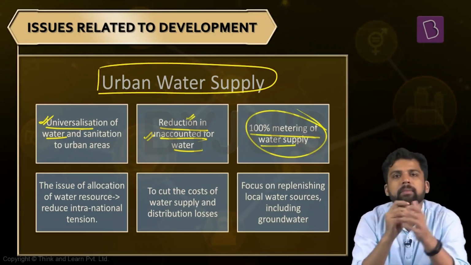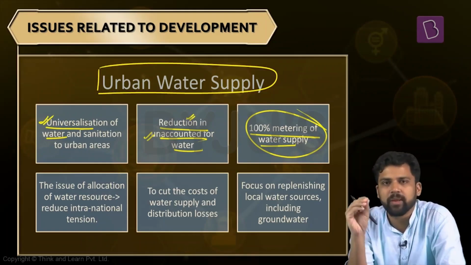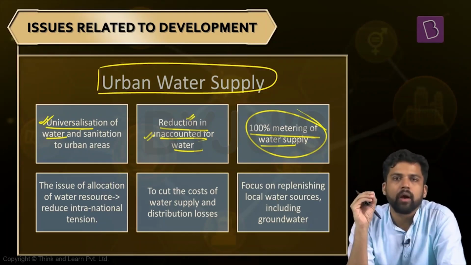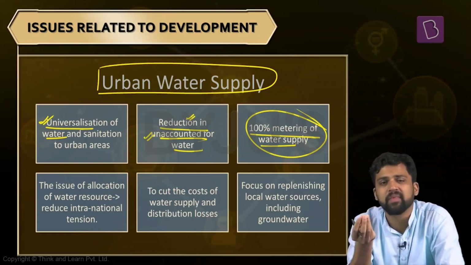We need to go for metering of water supply, 100% metering of water supply in urban areas. You need to pay for water. Again, here, you might have a question: why should we pay for water? Isn't water a basic necessity? But think of it like this.